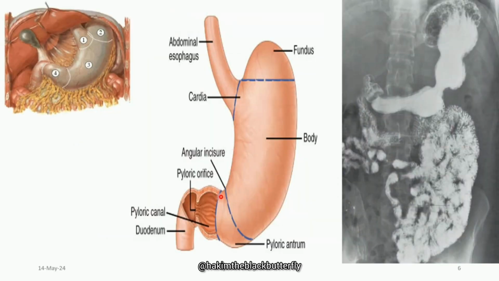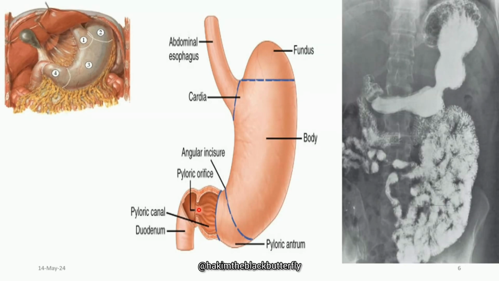And that pyloric region is going to be divided into two. There's a wider portion and the narrower portion. The wider portion is the pyloric antrum. Then the narrower portion that is continuous with the duodenum, that's the pyloric canal.